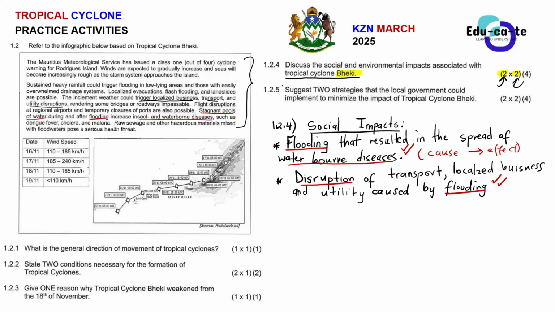But for this one, they say it is associated with Peggy, and they've already given you information because the statement says read the infographic below based on tropical cyclone Peggy. So everything is about Peggy. You have already been given information on what tropical cyclone Peggy did to Mauritius people. Are we clear on that?